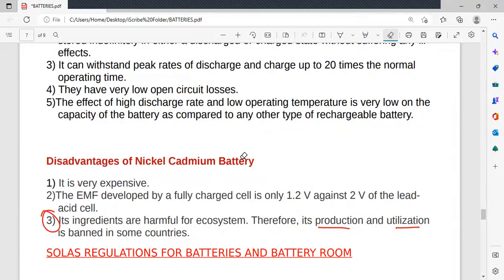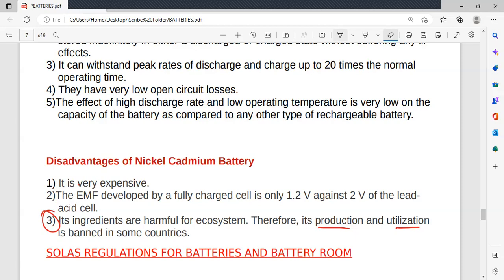Especially your Scandinavian countries, they have banned this particular thing. So you will not be able to get these batteries in some of these countries. Even if you have to transport it from somewhere else and you're in those countries, they will prevent it from getting into the country.